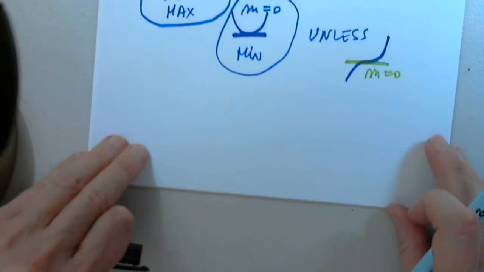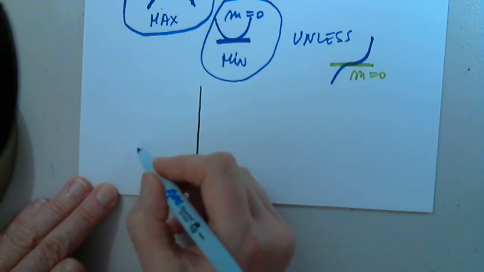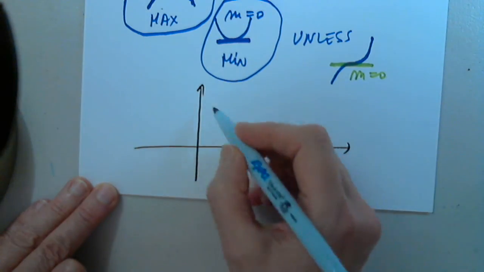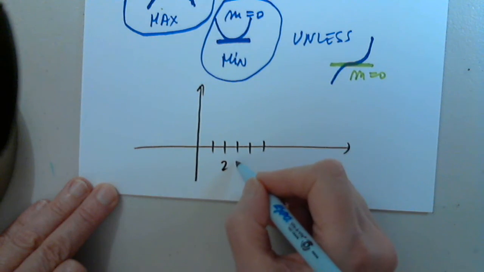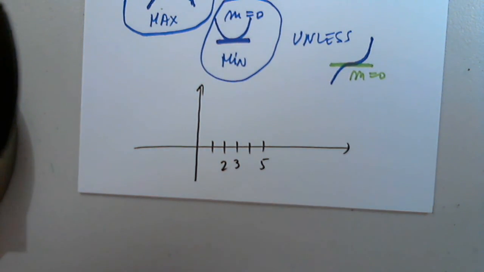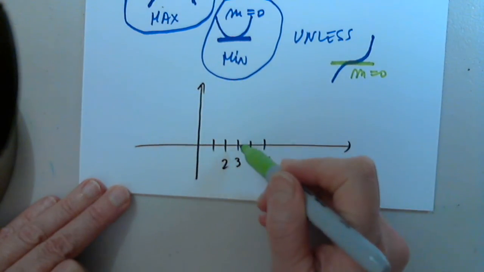Okay, here is my example. 1, 2, 3, 4, 5. I only need 2, 3, and 5. Horizontal tangent at 2 and 5, and not differentiable at 3.